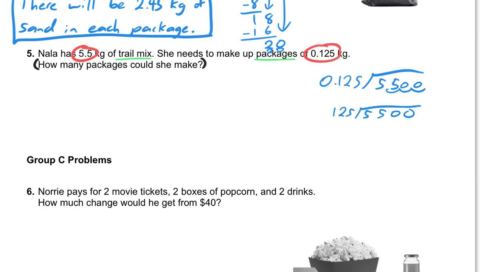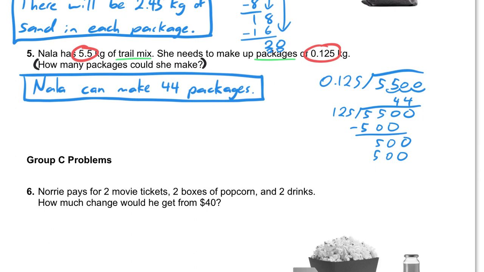Okay, 125 goes into 550 how many times? Well, let's see. 125, 250, 375, 500. So 4 times gives me 500. I do the subtraction. That's 50, and there's 500. So that means that 4 times 125 will give me 500, and we have no remainders. So that's pretty good for Nala. Nala can make exactly 44 packages, and we'll write that in a sentence. Nala can make 44 packages.